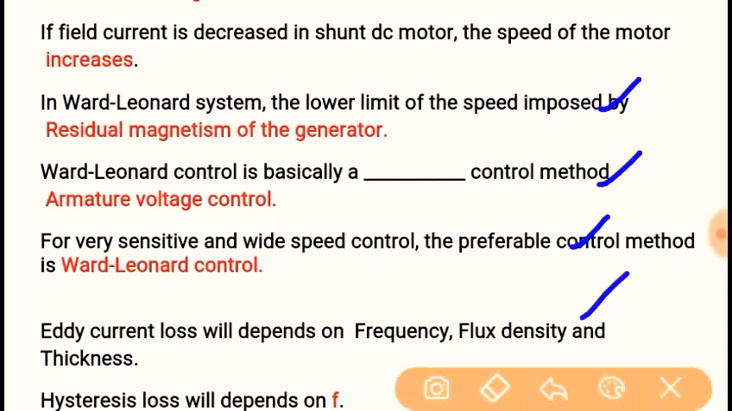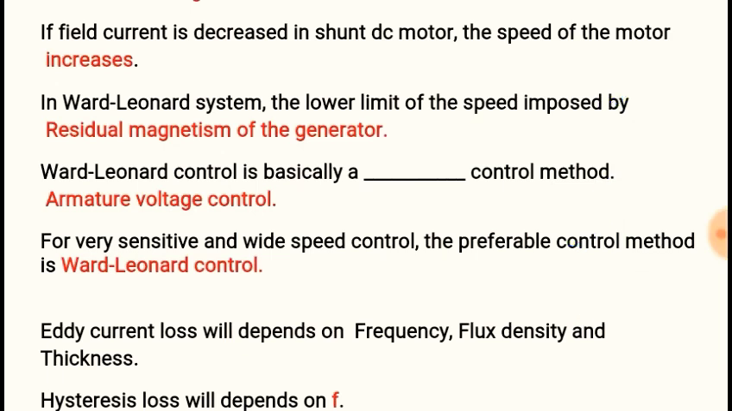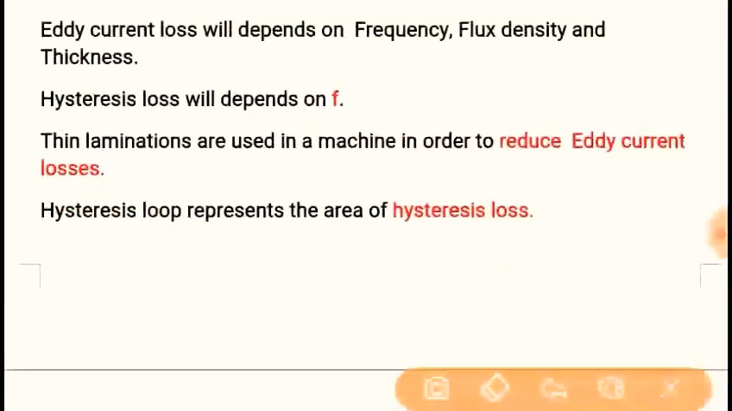Eddy current loss depends on frequency, flux density and thickness. Hysteresis loss depends on frequency. It's a very important question. Thin laminations are used in machines in order to reduce the eddy current losses. The hysteresis loop area represents the hysteresis loss.